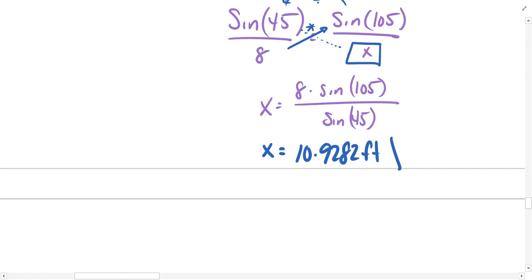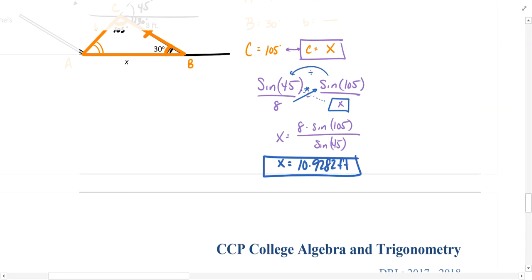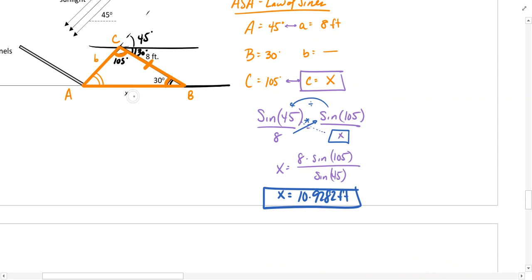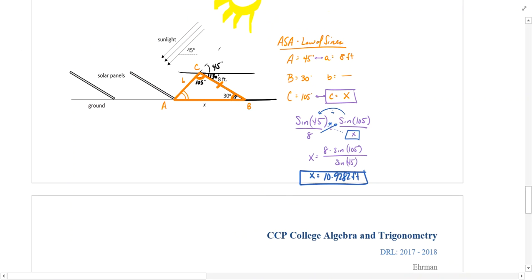10.9282 feet. And that seems appropriate. If the panels are 8 feet long, then the spacing is going to be close to 11 feet, and that seems pretty realistic according to this diagram.